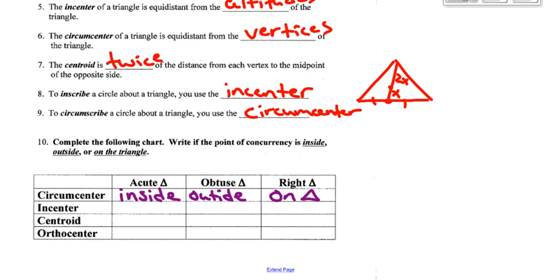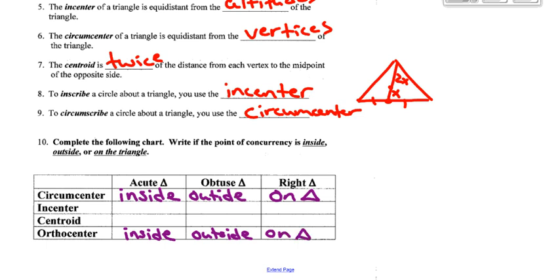A right triangle's circumcenter is going to be on the triangle. That's actually going to be the case also for the orthocenter. We learned that today. The orthocenter, when it's an acute triangle, is going to be inside. When it's an obtuse triangle, it's going to be outside of the triangle. And when I have a right triangle, the orthocenter is actually the 90-degree angle vertex. We talked about that, so it's on the triangle.